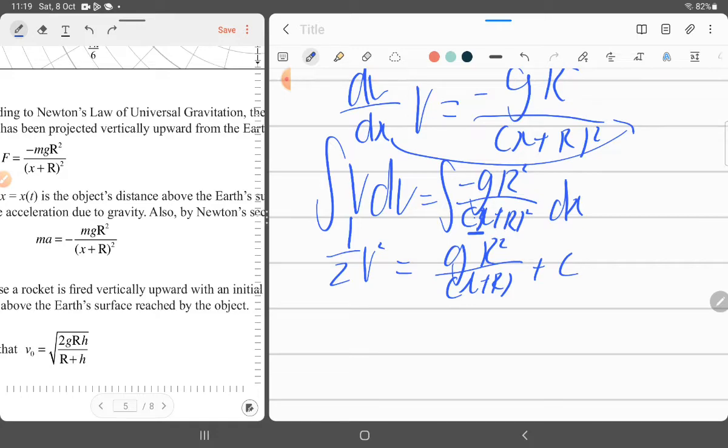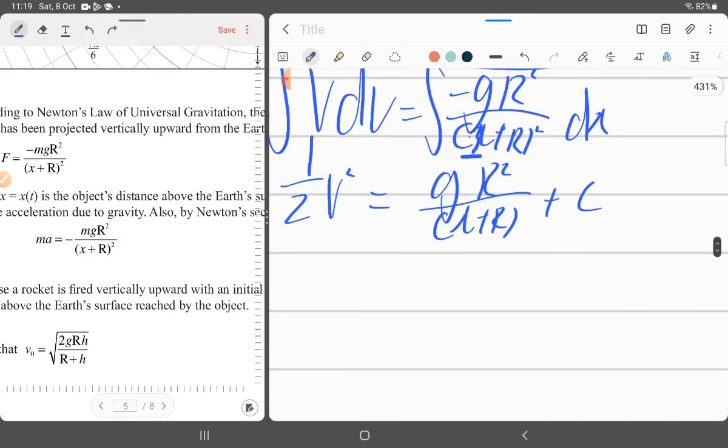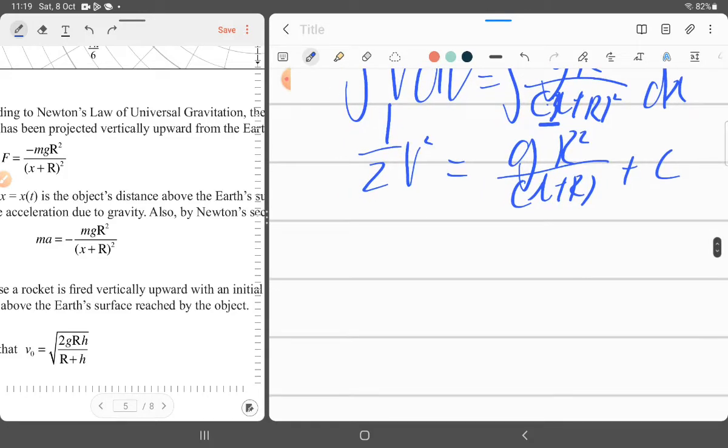And the velocity is 0. The velocity is 0. So they just cancel each other out there. Yeah, they should just cancel each other out. Oh wait, no, never mind, they don't. So minus g r squared over r is equal to c.